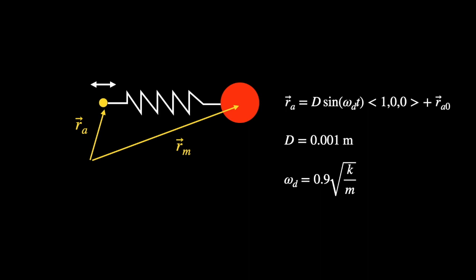So I'm going to use omega d as a fraction of the natural frequency of the mass. If you let the mass alone, and I have another video that calculates this, the angular frequency of the mass by itself would be the square root of k over m. So I'm just going to have a little bit smaller than that. Okay, let's add that in there and see what happens.